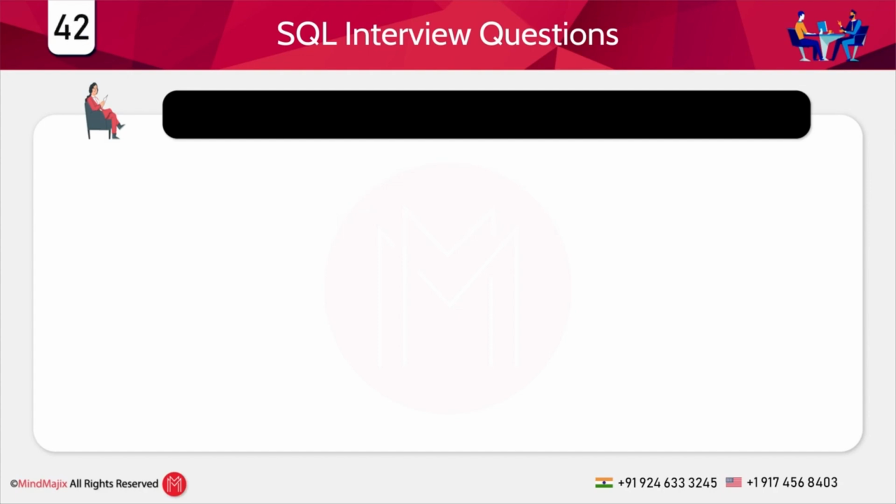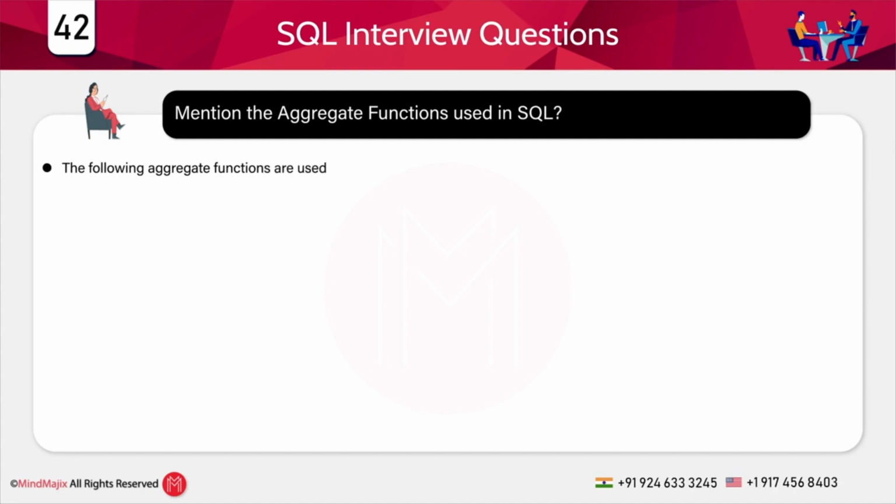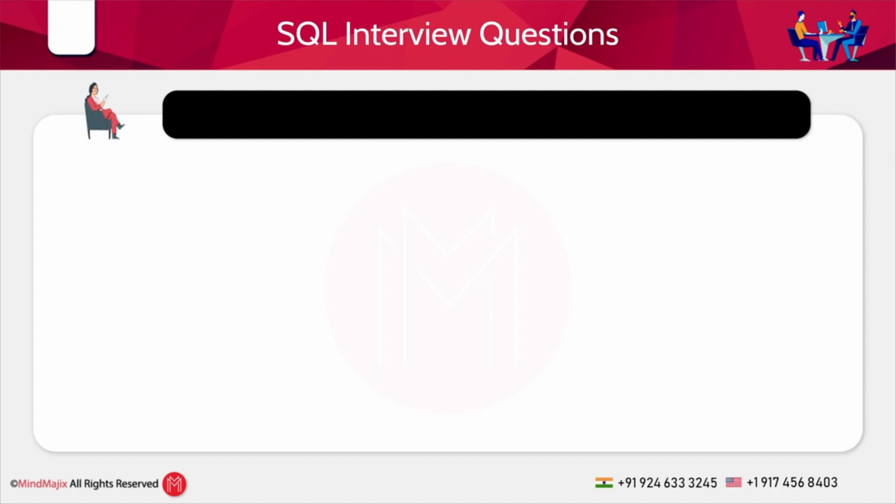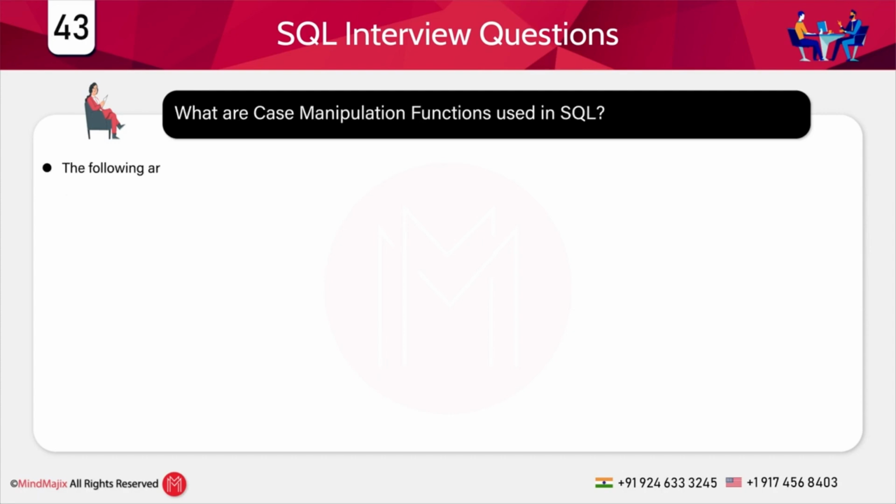The next question is, mention the different types of aggregate functions which are used in SQL. So if you talk about the aggregate functions, so these are the various aggregate functions which are present in SQL, such as count, sum, average, max, and mean. So the next question over here is, what are the case manipulation functions which are used in SQL? So as you can see on the screen, these are the various case manipulation functions in SQL, such as lower, upper, and init cap. So basically the use of these functions is for strings, or you can say the alphabets.